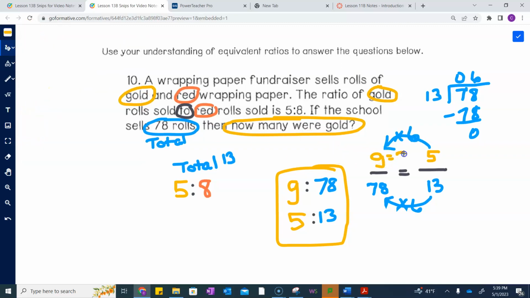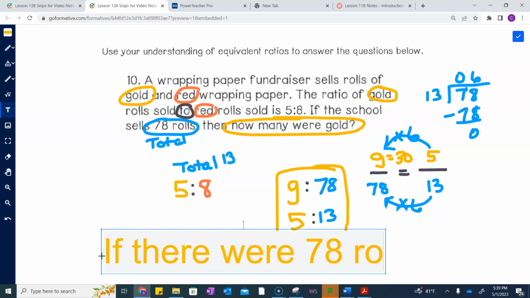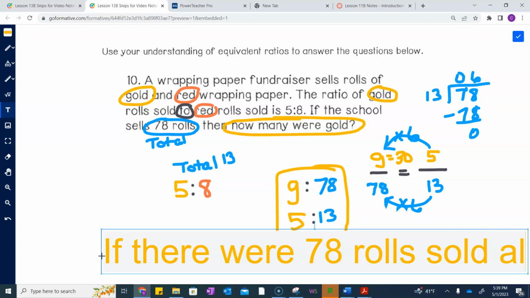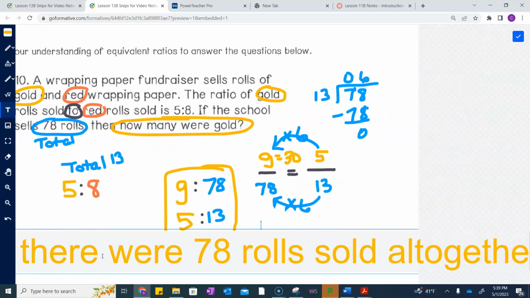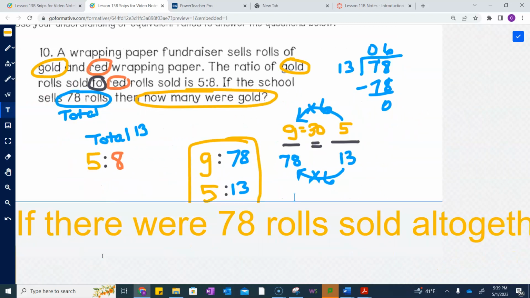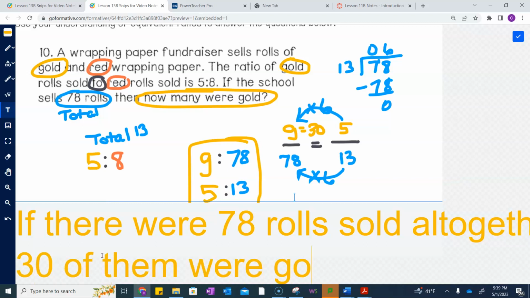So sometimes our ratios give us all the parts we need to figure out the answer, but we have to piece that puzzle together. So how many gold were sold? If there were 78, then 30 of them were gold.